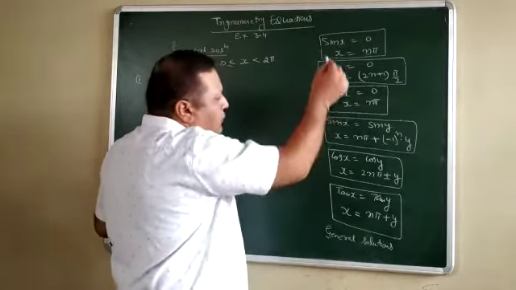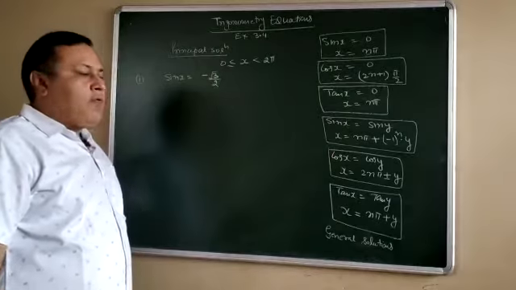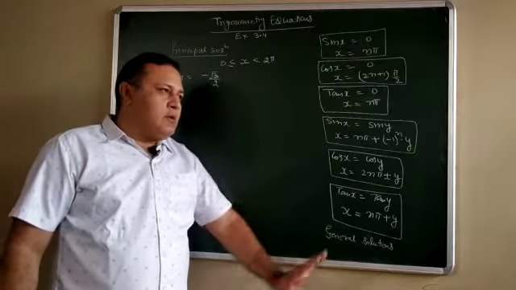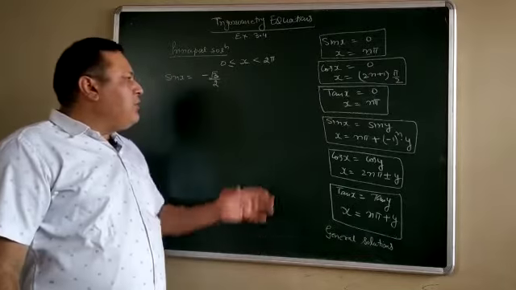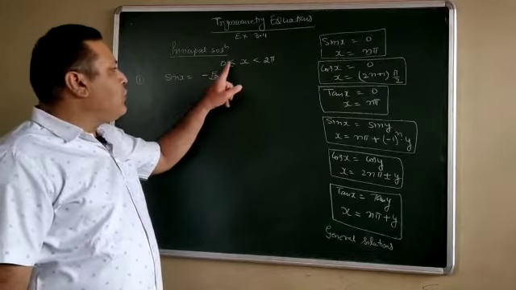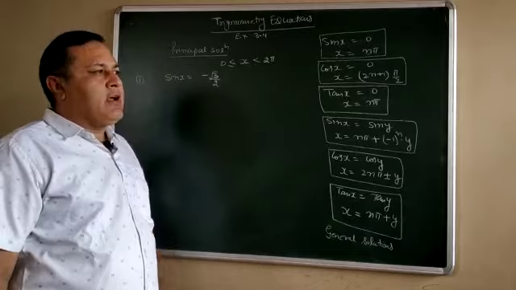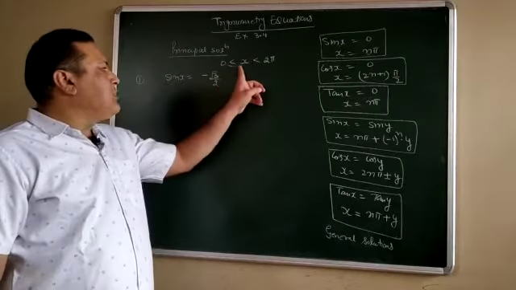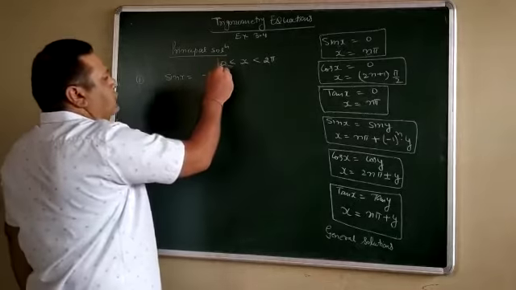Now, whenever you represent the solution in the form of n, such a solution is called the general solution. But whenever you give the answer from 0 to 2 pi, meaning the value of the angle lies between 0 and 2 pi, that type of solution is called the principal solution.